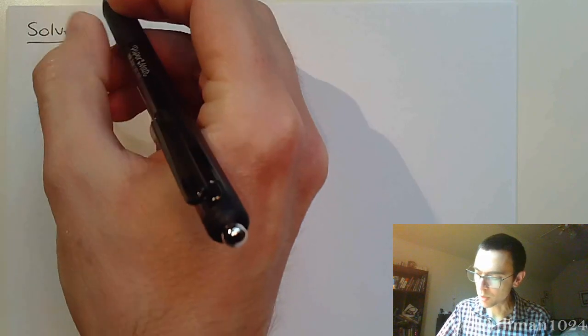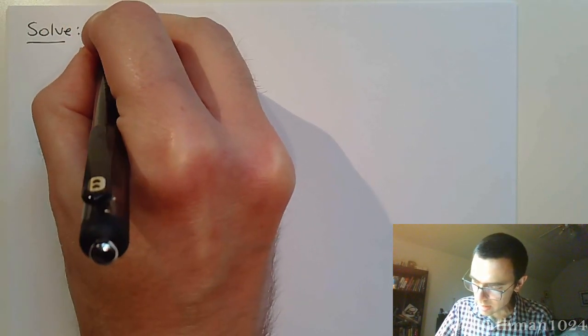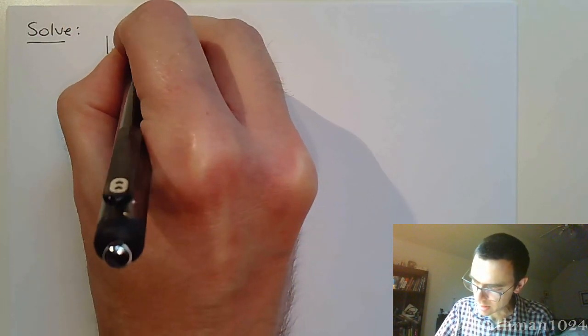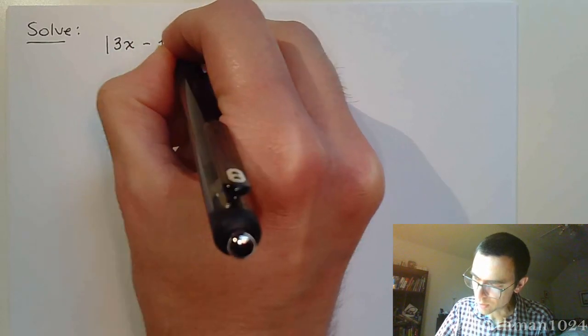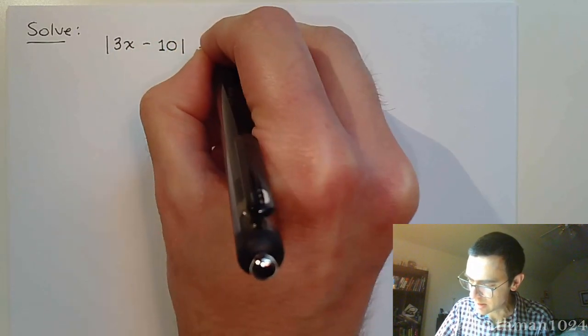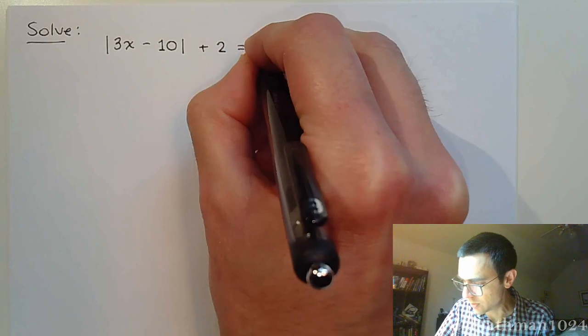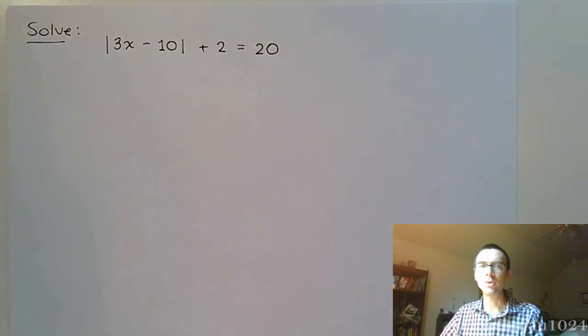And of course, you know what I have to do. I just have to keep adding more and more things to this because that's how we have fun. So the absolute value of 3x minus 10 plus 2 equals 20.